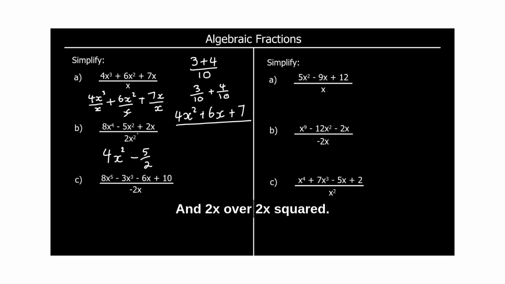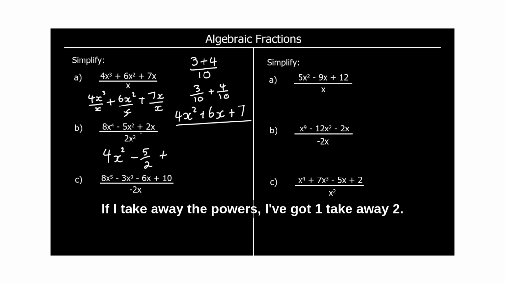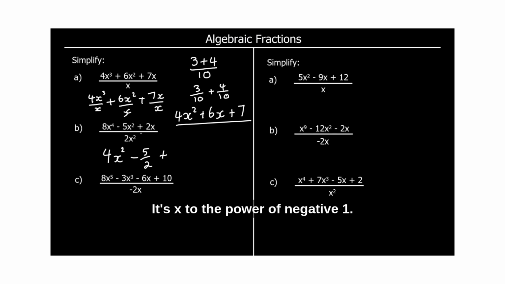And 2x over 2x squared. 2 over 2 is 1. I don't have to write that. X over x squared. If I take away the powers, I've got 1 take away 2. It's x to the power of negative 1. So I could write x to the power of negative 1. And I could have also written that as 1 over x. X to the power of negative 1 is 1 over x.